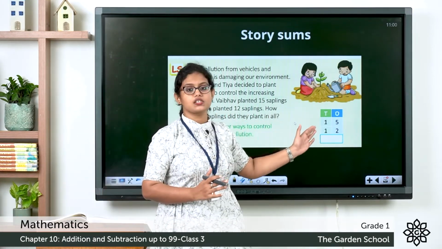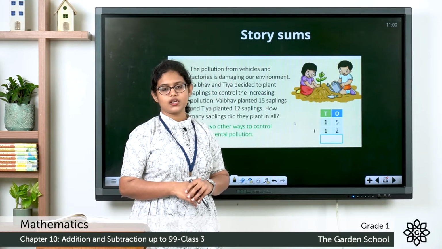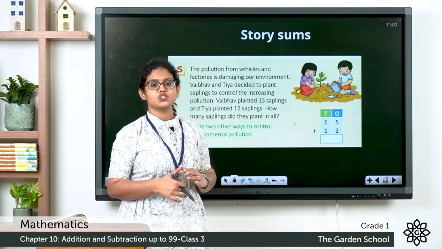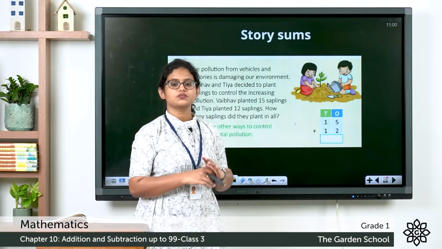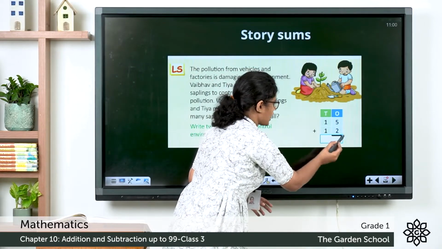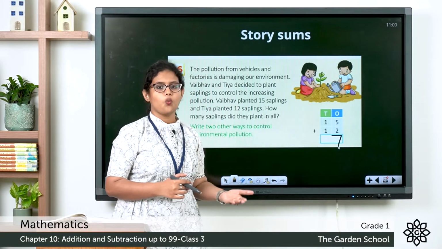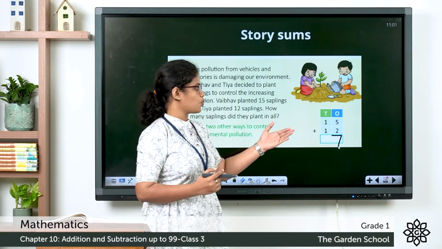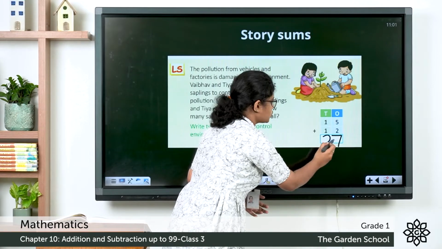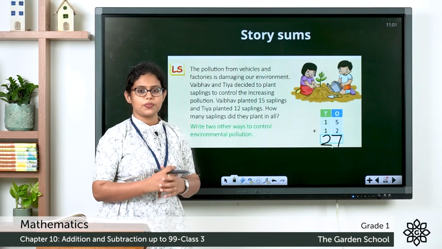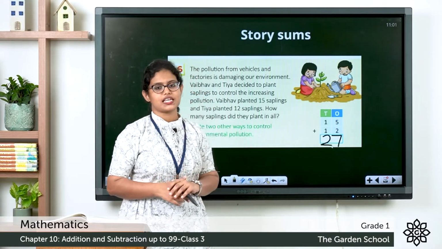So 15 plus 12. So first we need to add the ones place. So which numbers are there in the ones place? 5 ones and 2 ones. So what is 5 ones plus 2 ones? It makes 7 ones. So let's write 7 here. Then see the tens place. We have 1 ten and 1 ten. So what is 1 ten plus 1 ten? It makes 2 tens. So let's write 2 here. So how many saplings did they plant together? They planted a total of 27 saplings.